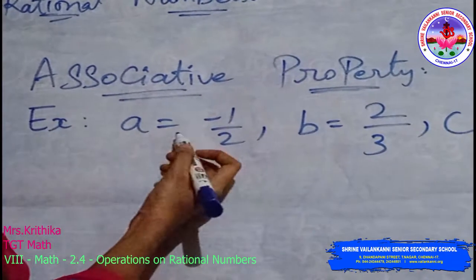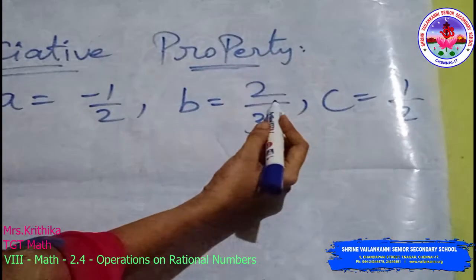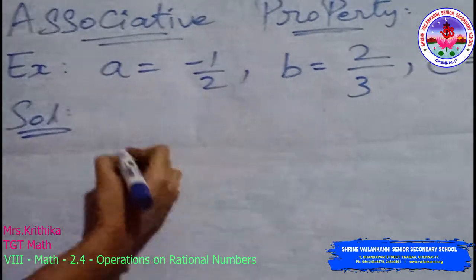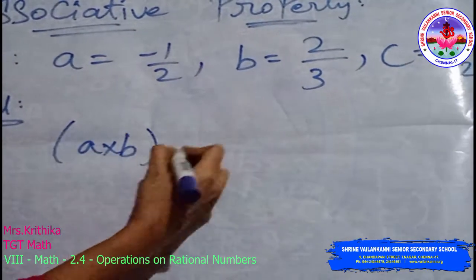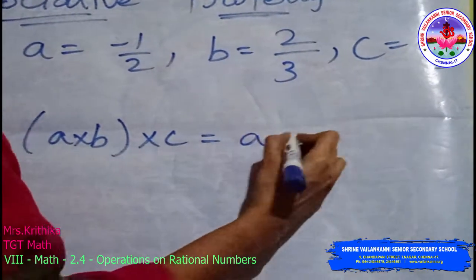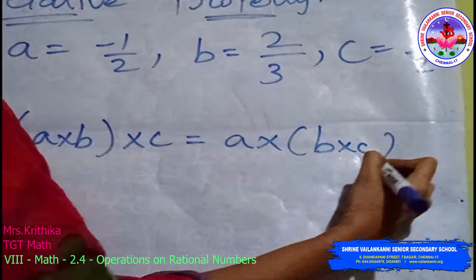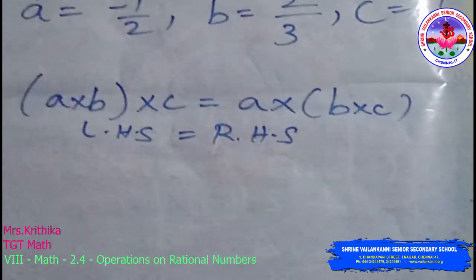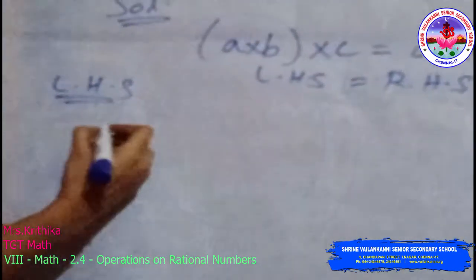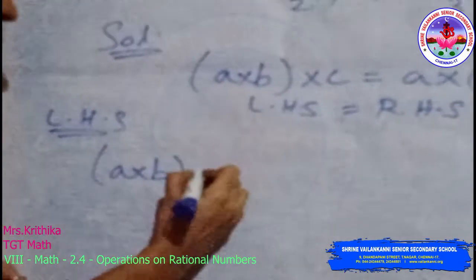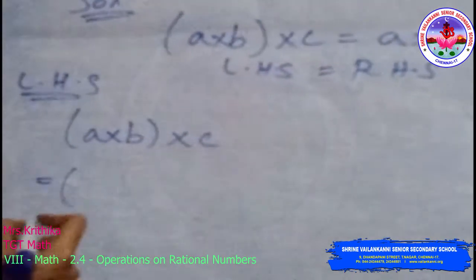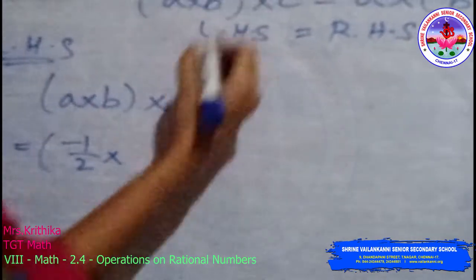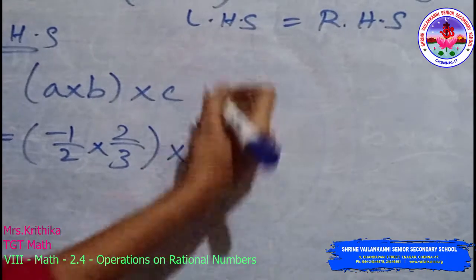Example: a is equal to negative 1 by 2, b is equal to 2 by 3, c is equal to 1 by 2. Solution: first write down the property, a into b into c is equal to a into b into c. This is LHS equal to RHS. First write down the LHS. a into b into c. Substitute the values of a, b and c. Here the a value is negative 1 by 2 into the b value, 2 by 3, into 1 by 2.